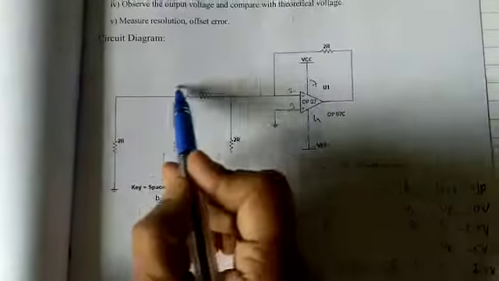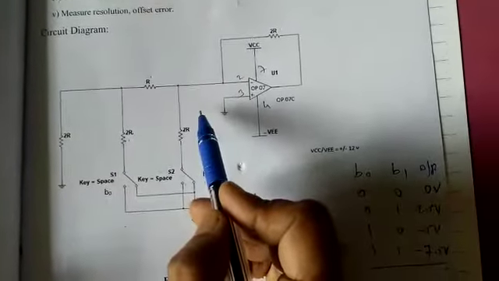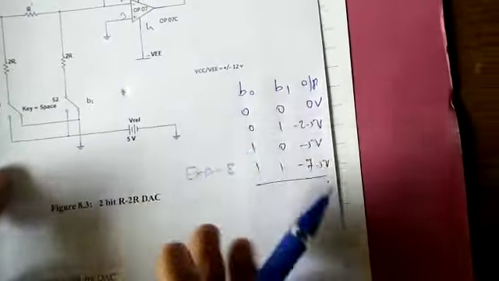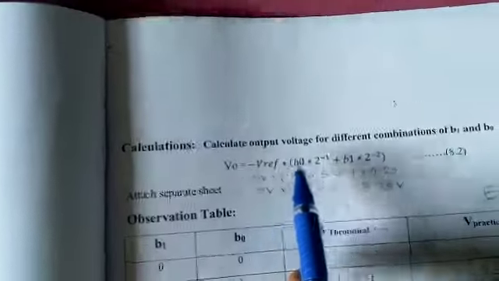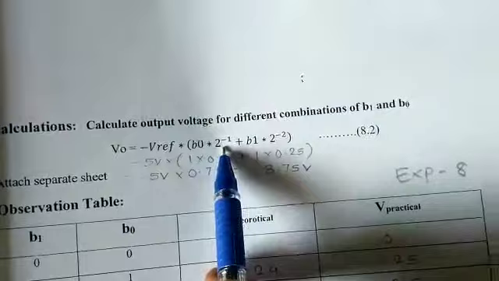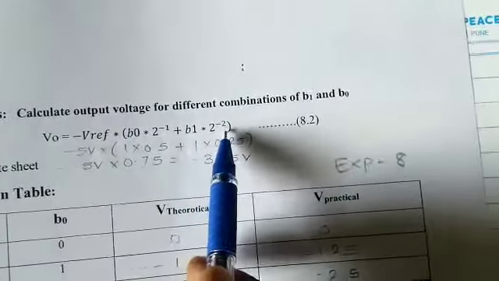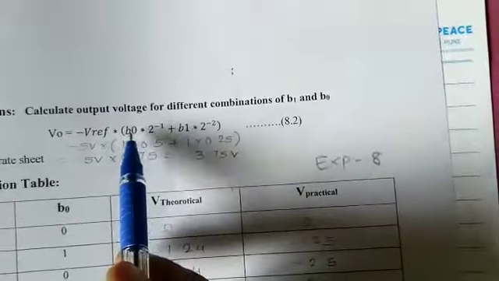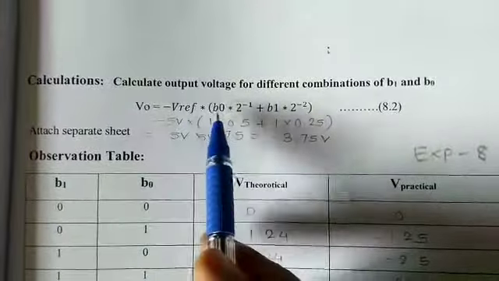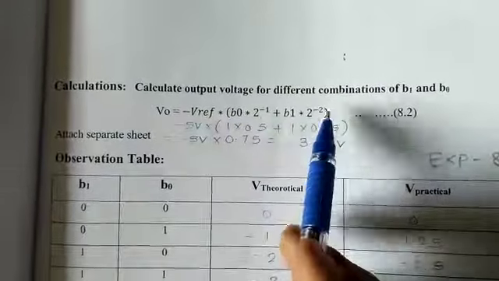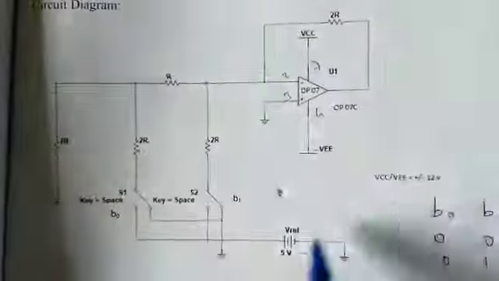If you find the equivalent resistance of this complete R-2R network, it comes to be R. So that's why the gain of this circuit is 2. Using the formula of DAC, which is given by V out is equal to minus V reference times B0 into 2 raised to minus 1 plus B1 into 2 raised to minus 2. So for gain equal to 1, this is the formula. For this particular circuit, the gain is 2.